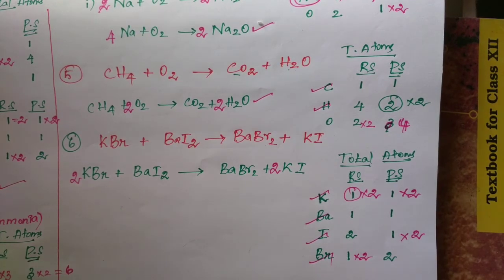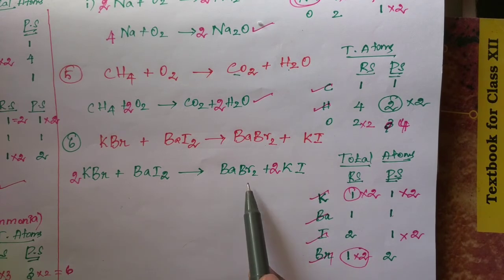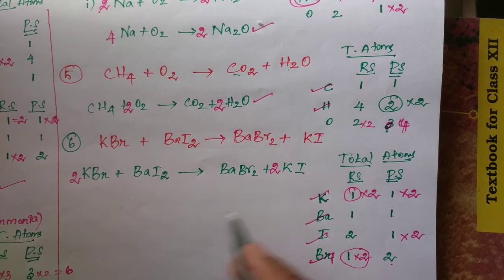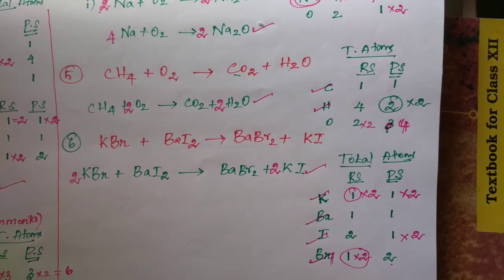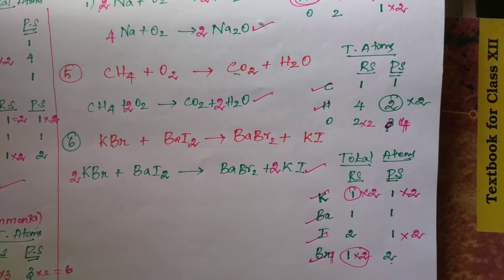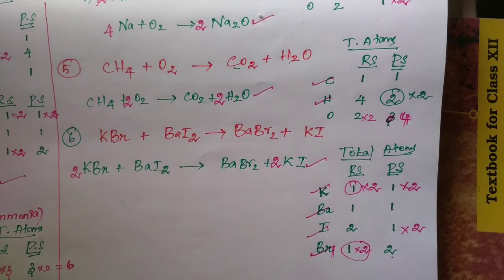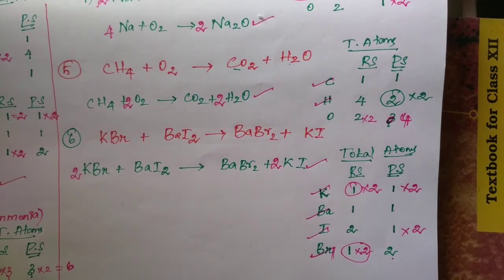So now out of 4 elements, 2 elements are balanced. Which is left over? Barium and bromine. Barium, reactant side 1, product side 1. But bromine, see here, after multiplication of this 2, now bromine also becomes 2. So here it is multiplied by 2. Already in product side 2 bromine are there. So now it is balanced. Clear? So this is the balanced equation of this equation. Balanced chemical equation. Next equation.